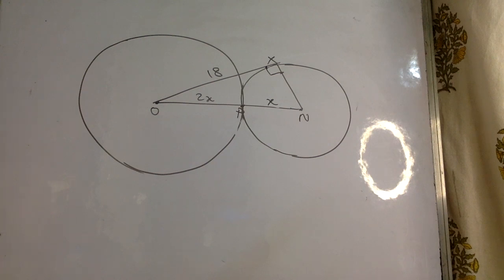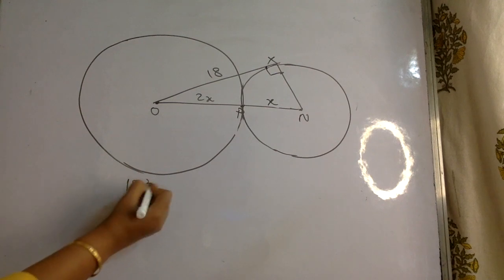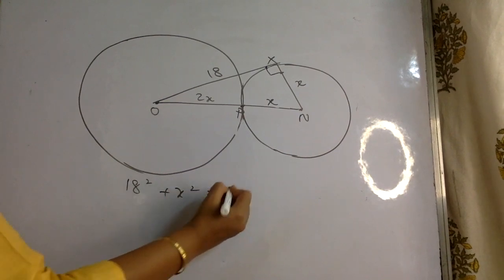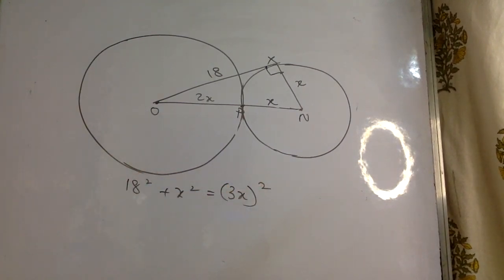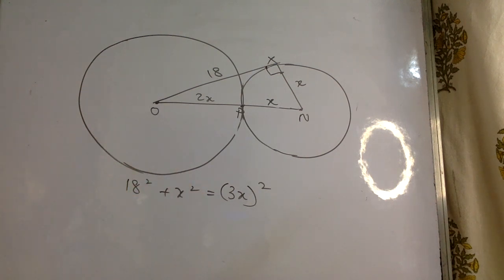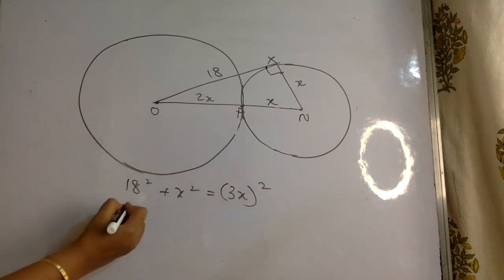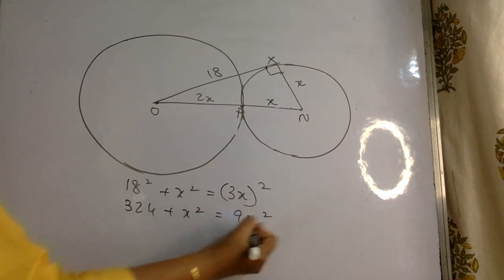We can apply Pythagoras straight away. So 18 square, plus this is also x because that is the radius, x square, is equal to 3x whole square. Remember to write the square outside, to write the 3x completely inside the bracket. Don't make it 3x square. The square should be on the 3 and on the x. So it is 324 plus x square equals 9x square.